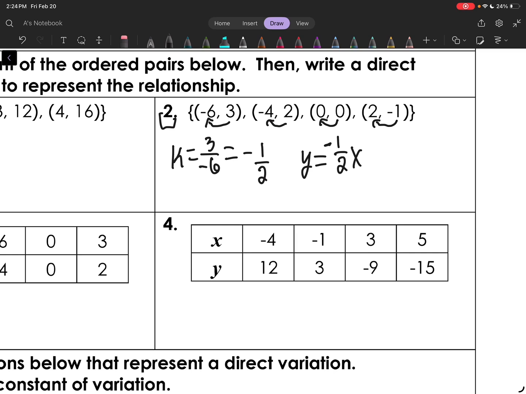So I could have chosen any of those I drew the arrow back from. If I did 2 or negative 4, I'd get negative 1 over 2. I cannot do 0 over 0, of course. However, if I plug in any of my x values into y is equal to negative 1/2 x, it will give me the y value. My equation is correct for direct variation.